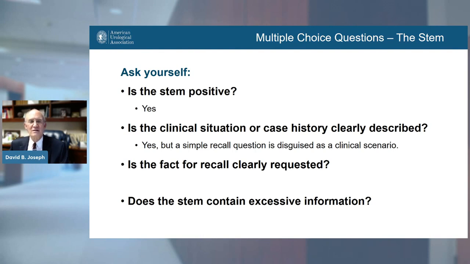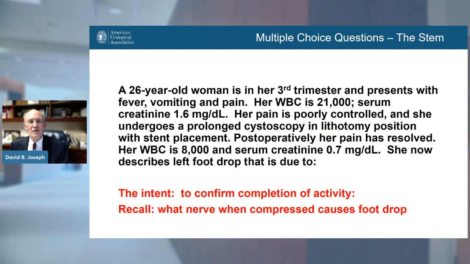So then it gets to the point, is the fact for recall clearly requested? And in this situation, it's not. It's blurred by a lot of information that's confusing. Does the stem contain excessive information? It indeed does. So going back to this question, you say, what was the intent?